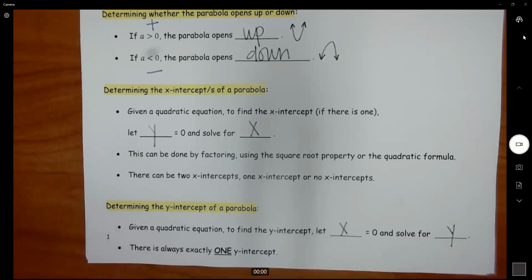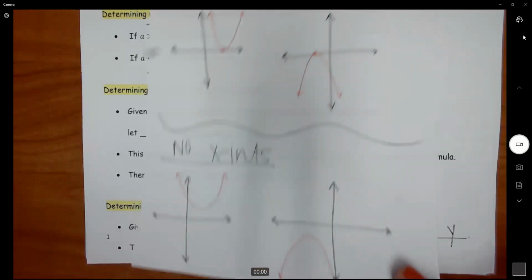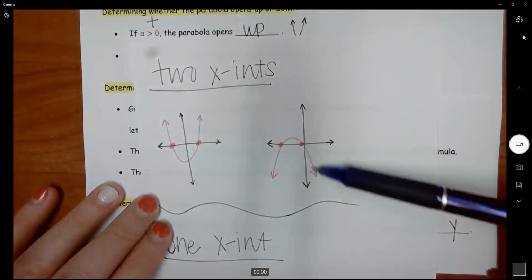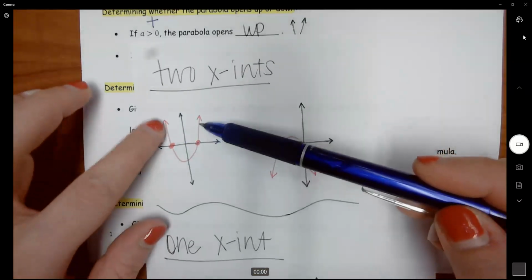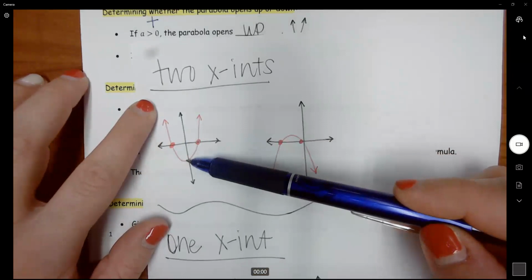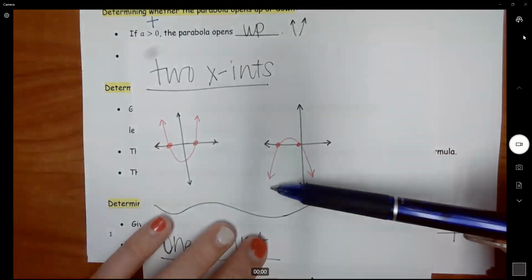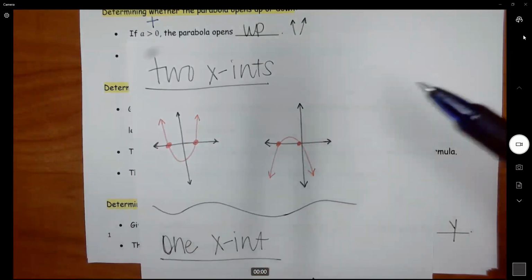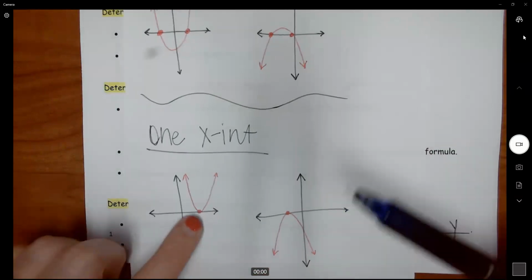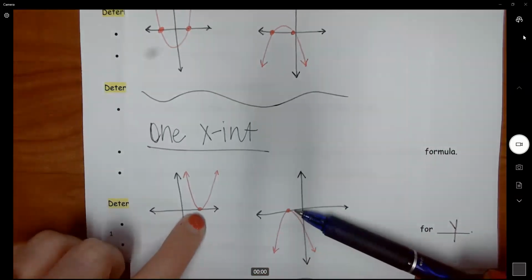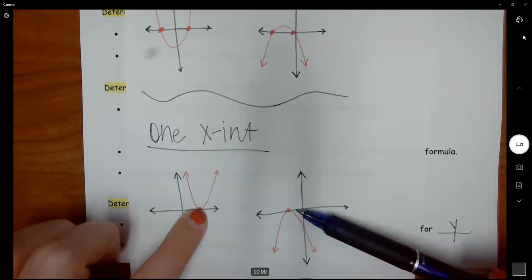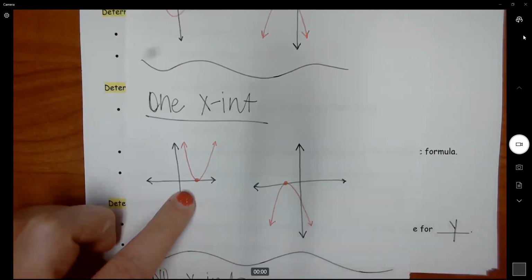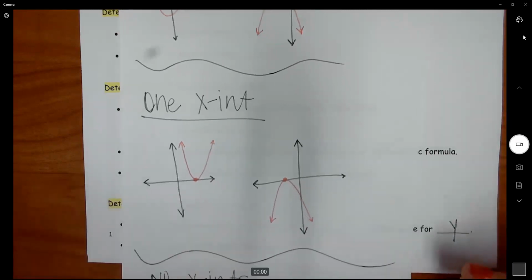I have doodled some examples of 2, 1, and none. When you have 2, it's going to look something like this. If it opens up, you're going to have the vertex below the x-axis, or if it's opening down, you have the vertex above the x-axis. You can have one where the vertex of your parabola is your x-intercept. These are kind of rare, but this can happen. So if your vertex is your x-intercept, then you have one x-intercept.